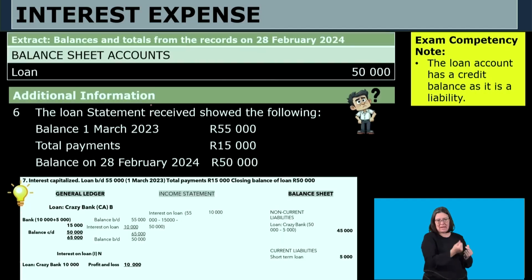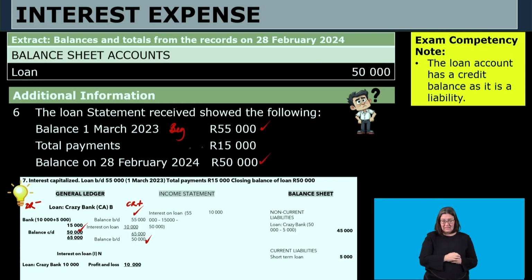Okay, and then here we have a loan statement that we've received. And then we have a loan in the list of balances. So the balance on the 1st of March, this is the balance at the beginning, is 55,000. So we'll come here, then we'll say my balance in the loan account. Remember, on the credit side, it increases, but on the debit side, it will decrease. So I'll say my 55,000 there, then the balance at the end, I bring it here as balance BD. Then immediately it becomes balance CD over there.